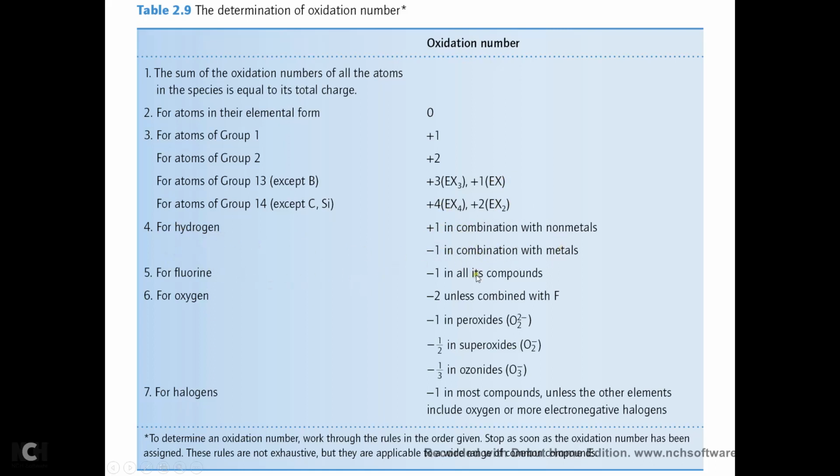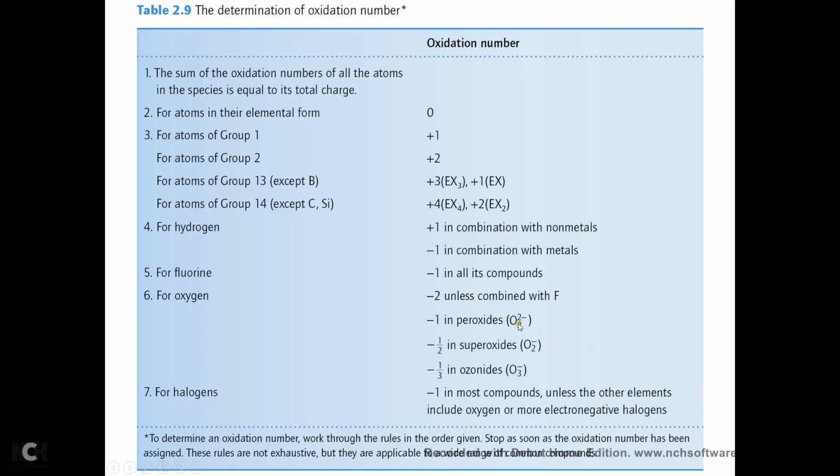For fluorine, it's always -1. For oxygen, it's almost always -2 unless it's combined with fluorine. In OF2, oxygen difluoride, the oxidation number for fluorine is still -1 and oxygen is +2. There are exceptions.